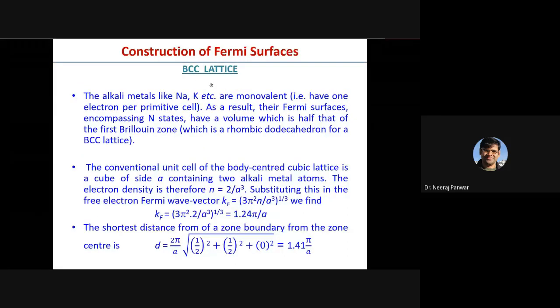These alkali metals, or the monovalent metals, show the BCC lattice, the body-centered cubic lattice.